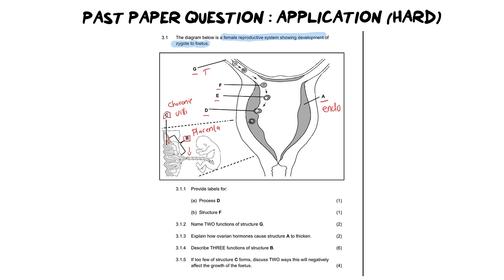And then when we've got G, F, E, and D, we have progressive stages of development. G is obviously the fallopian tube, but then F, E, and D are referring to the various stages. So what we have here is, if we start from D, that's the blastocyst, which remember is the most developed. Then we have shortly before that probably the morula. And then before that we have our zygote, right?